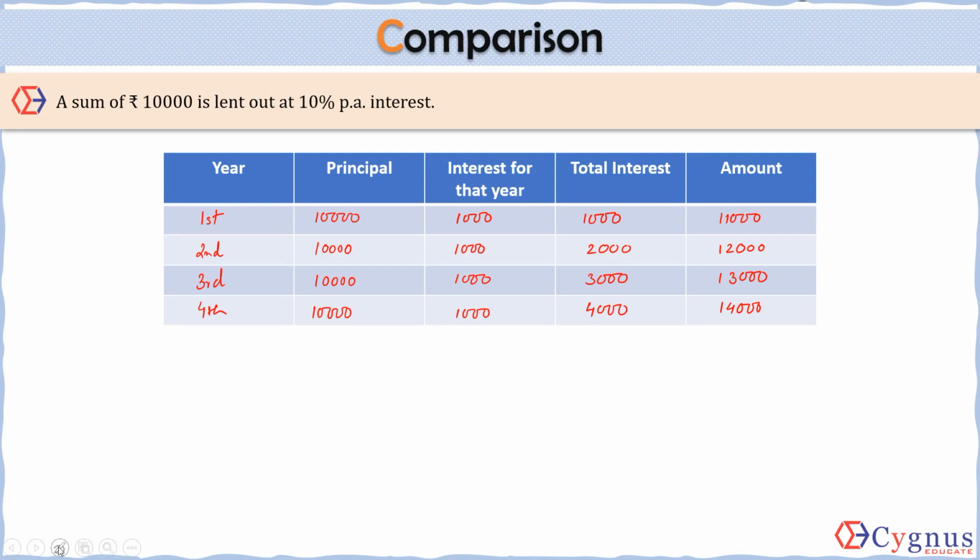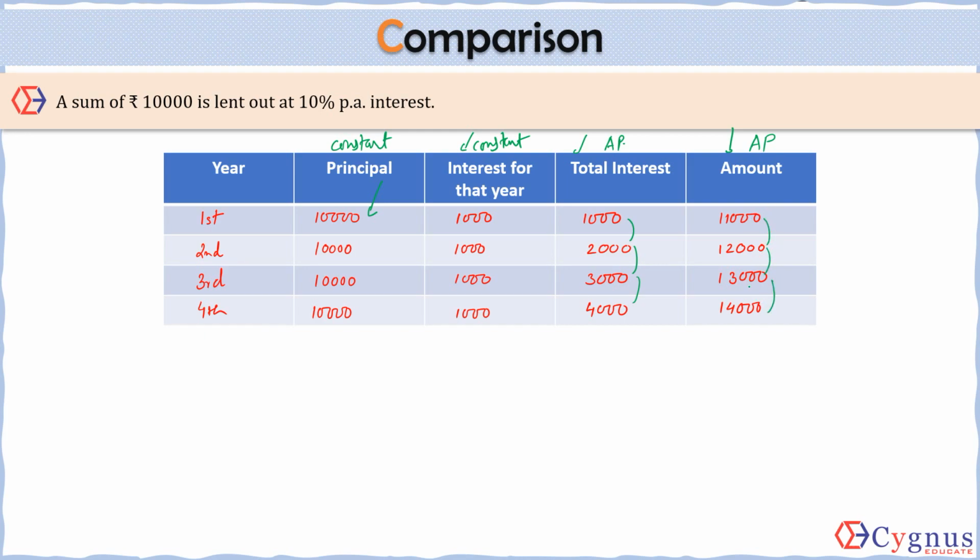Now let's try to understand the pattern here. Look at this one. Every year, the principal remains constant, and the interest for any year is also constant. Every year, there'll be an interest of 1,000. What about total interest? It will form an AP where there'll be a gap of 1,000 every year. So I can easily tell you that the total interest for 7 years will be 7,000. And look at the column of amount. It will also make an AP, an arithmetic progression. The difference is 1,000 here.